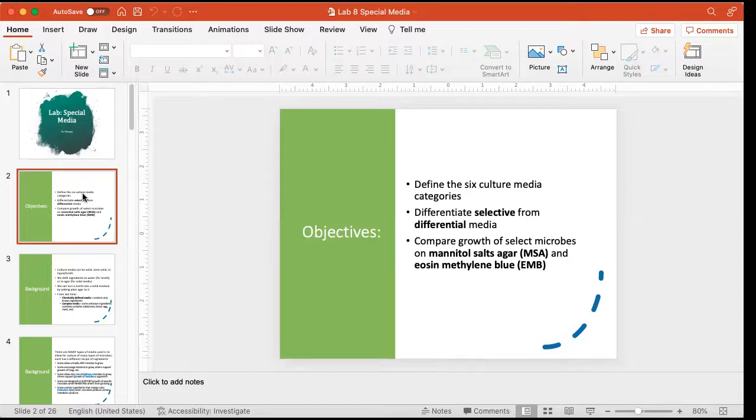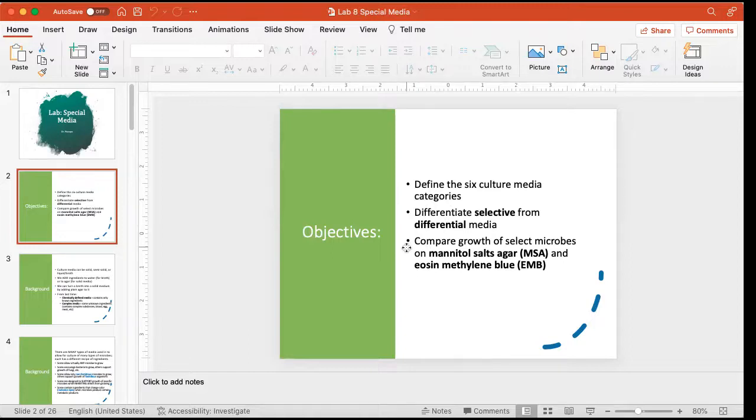We've already talked about a couple of these, but today we will outline that there are 6 different groups of culture media that we use in the microbiology lab. We will talk specifically and in detail about selective culture media and differential culture media. Those two are what we call the special media. And then we'll have a virtual experiment together.